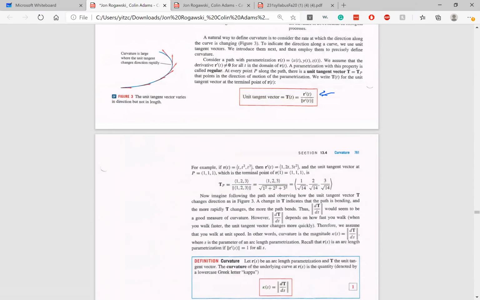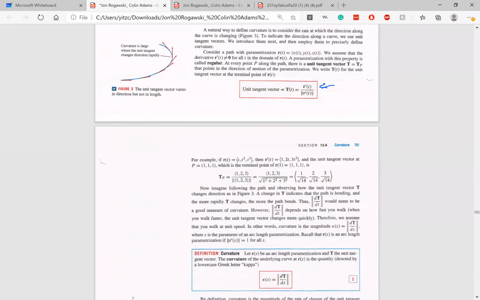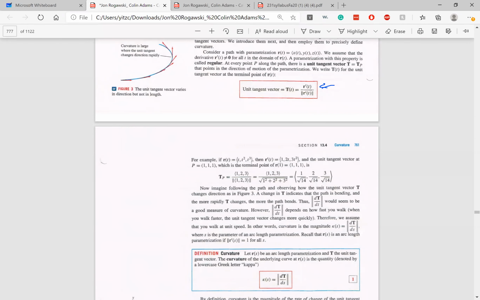And here's an example for how to find the unit tangent vector at some point P. If r of t is equal to this, r prime of t is equal to this, the unit tangent vector at some point, well, we just plug in that point and we get 1, 2, 3. And then we divide by the magnitude of 1, 2, 3. Okay, so that's how to look at the unit tangent vector.